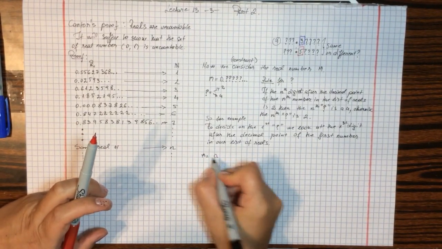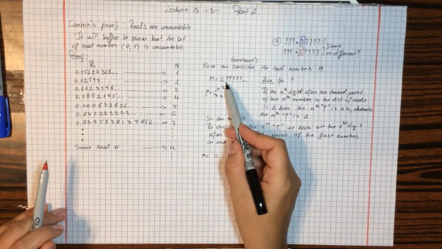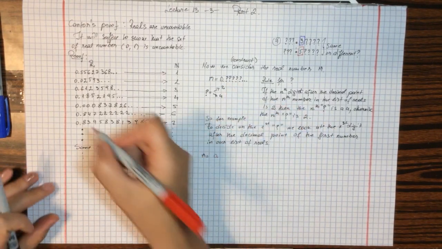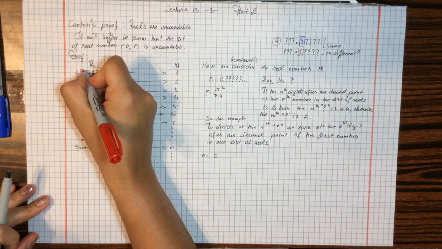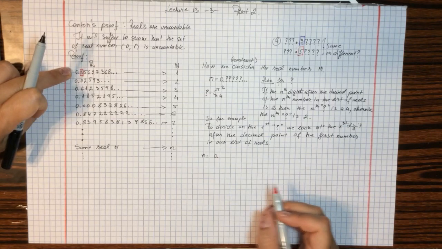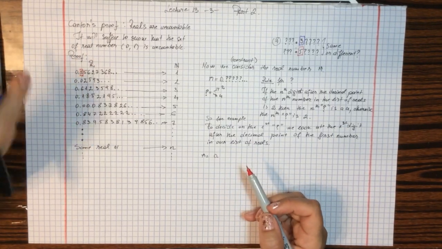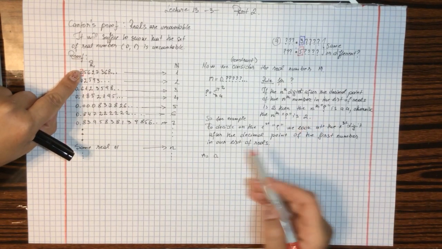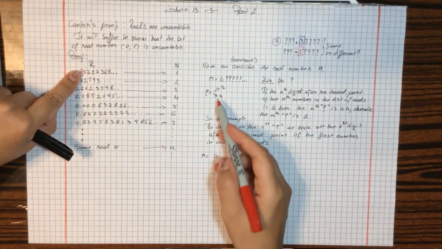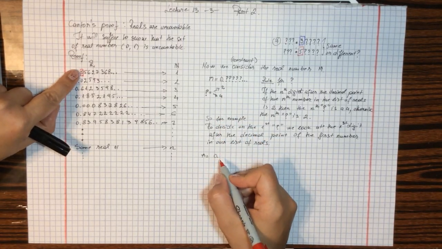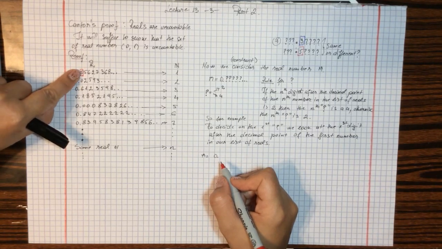Number M is 0 point. I want to decide on what the first question mark is. To decide on this question mark, I should look at the first digit after the decimal point of the first number. If this number is a 2, then this will not be a 2, but it will be a 4. So the first digit after the decimal point of the first number is a 5.